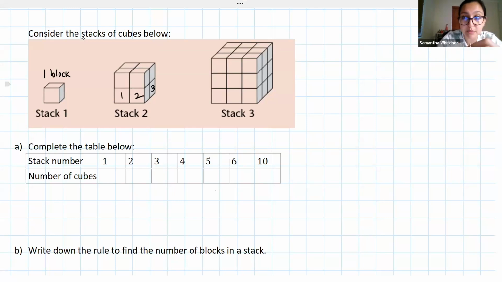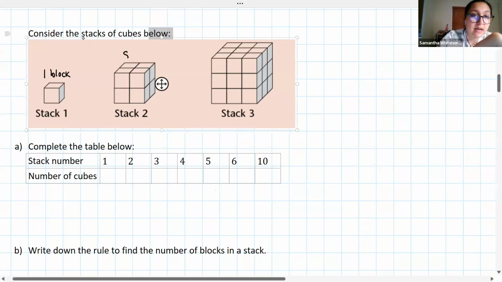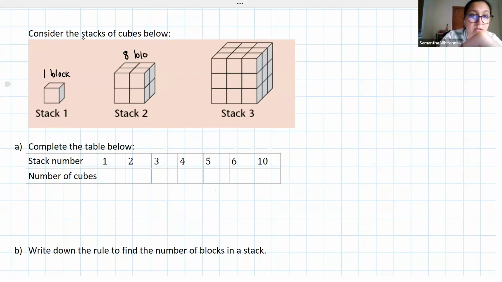There's a 4th one at the back there that we can't see. 5 blocks, 6 blocks, 7 blocks, 8 blocks. So this second stack has 8 blocks. Right. Now we go to the third stack. Again, there's blocks that we can't see here, but I've got 3 in the front and 3 along.